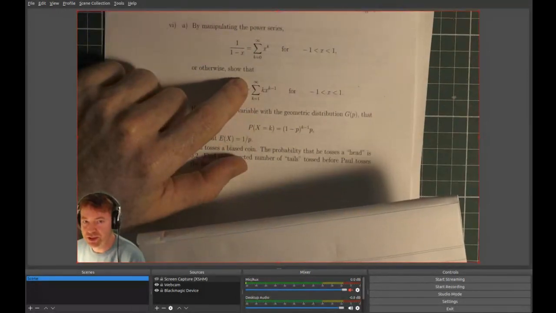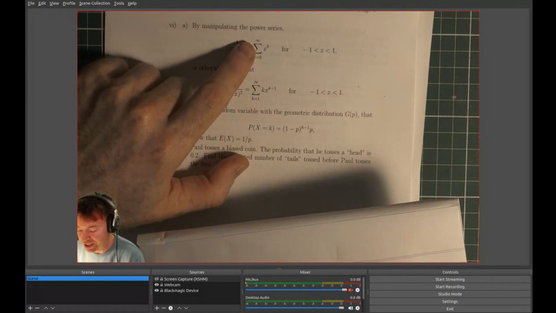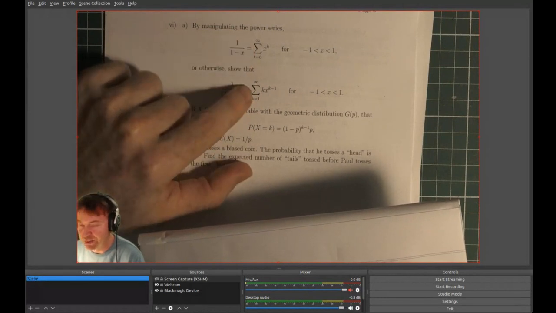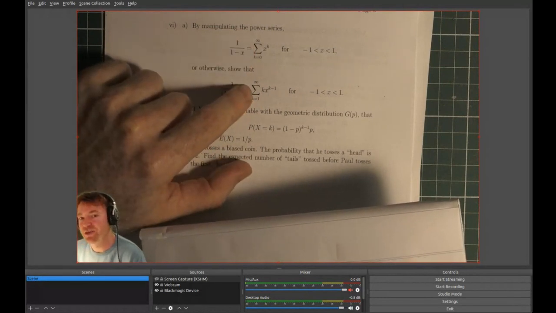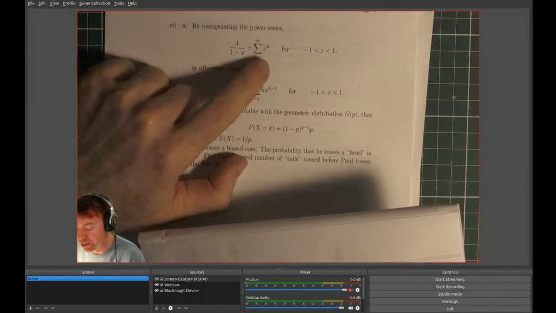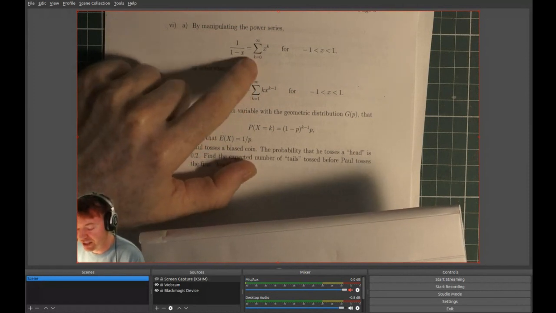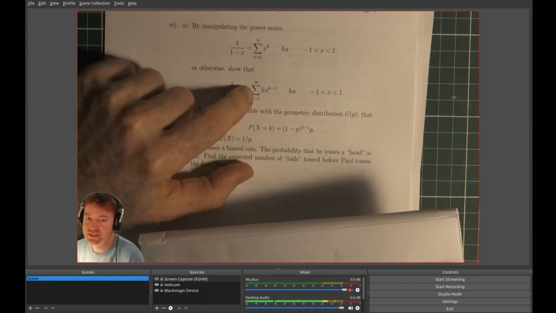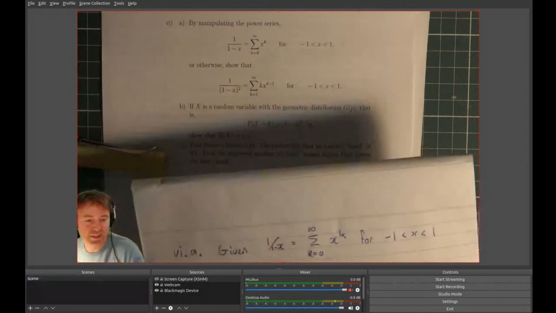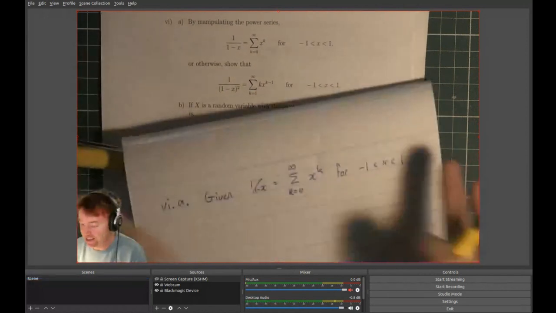Would anyone like to suggest how I might get from a beast looking like this to a beast looking like this? What operation could we use to mold this object into this object? I can hear something going on in chat.